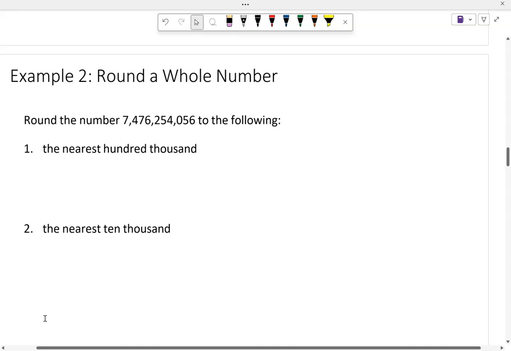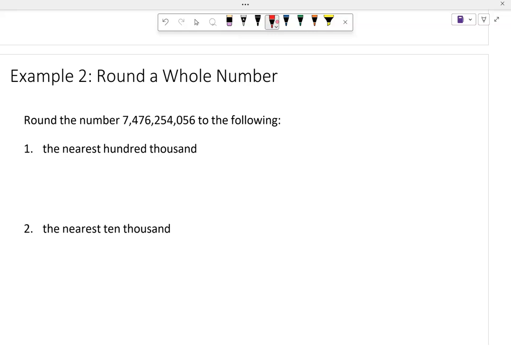To the nearest 1,000. Okay, so ones, tens, hundreds. Here's 1,000, where the 4 is. That's 1,000. That's 10,000. That's 100,000. So right where the 2 is. So I look to the right of the 2. Well, what's the number to the right of the 2? 5. So if it's 5 or bigger, do we round it up or leave it the same? Round it up, yeah. So 7, 4, 7, 6, and then that 2 becomes a 3.